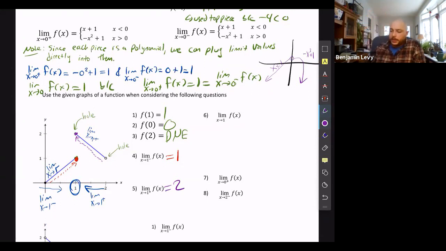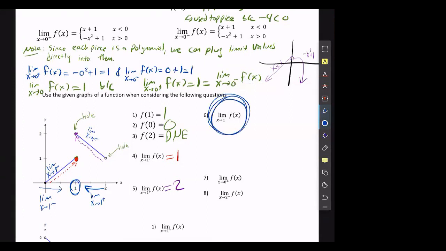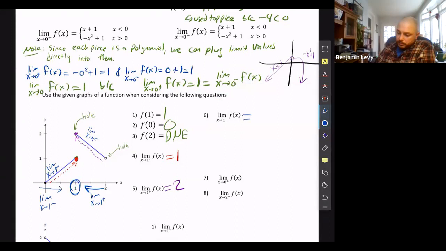So what would we say about the overall limit? What's the limit as x approaches 1? The limit doesn't exist. Nice. Saying equals DNE is a little bit of a misnomer. You could just say it doesn't exist. But the key part is why? Because we need the left-hand limit and the right-hand limit to be equal.